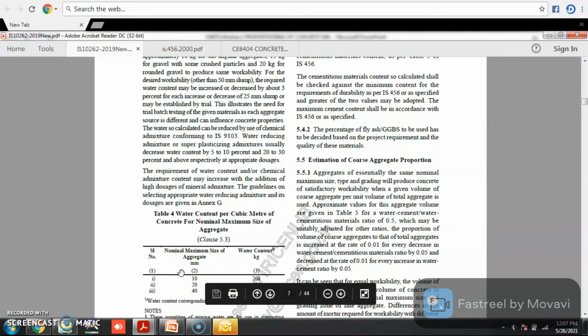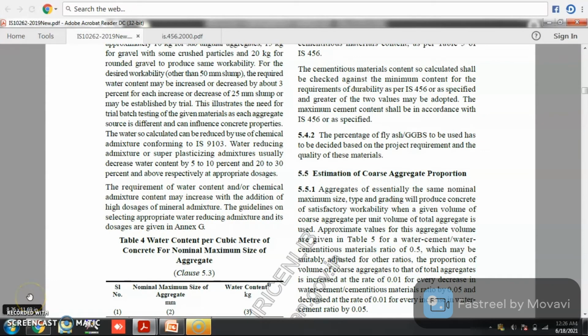If it is not 25 mm, if it is say 50 mm, 75 mm or higher, you have to do a correction for slump. The correction is given here: for the desired workability other than 50 mm slump, the required water content may be increased or decreased by about 3% for each increase or decrease of 25 mm slump, or may be established by trial. So if there is an increase or decrease of 25 mm slump, you have to increase or decrease the water content by 3%.